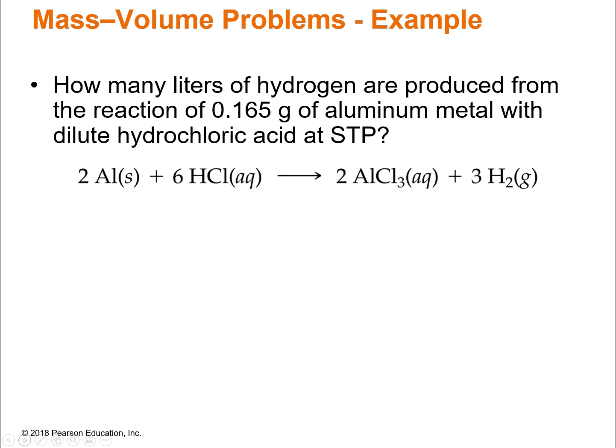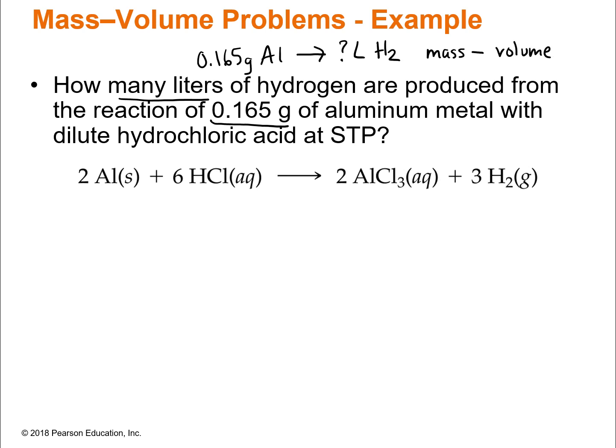How many liters of hydrogen are produced from the reaction of 0.165 grams of aluminum metal with dilute hydrochloric acid at STP? Ways that you know you're dealing with a mass to volume problem. The first is you're given a mass, and you're asked something like how many liters or how many milliliters. Since liters and milliliters are both volume, you know that's a mass to volume question. The other hint is that we're mentioning STP, standard temperature and pressure, which we only talk about when we care about gases.